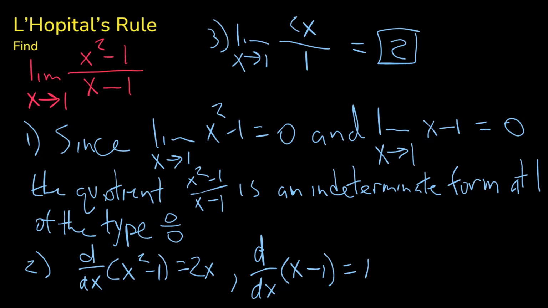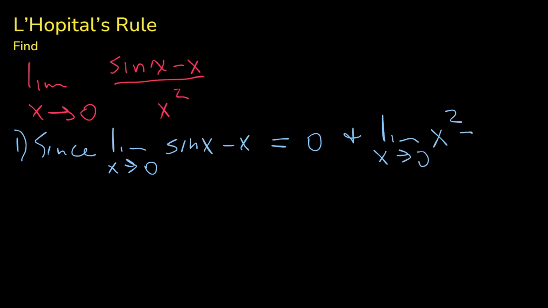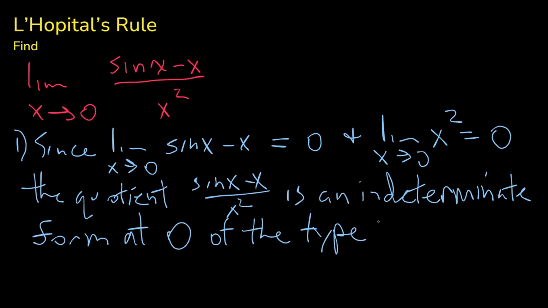You have to use L'Hopital's rule. So it's important to understand how to use it. So here's another example. Take the limit as x approaches 0 of sine x minus x over x squared. So first step, since the limit as x approaches 0 of the numerator is equal to 0 and the denominator is 0, the quotient is an indeterminate form of the type 0 over 0.